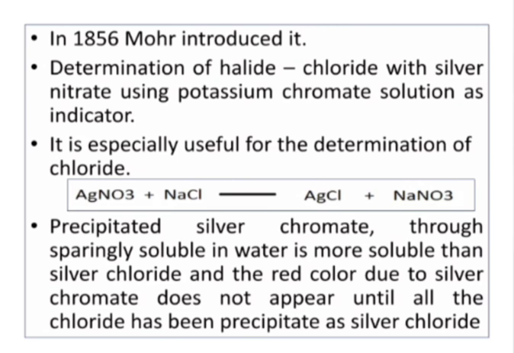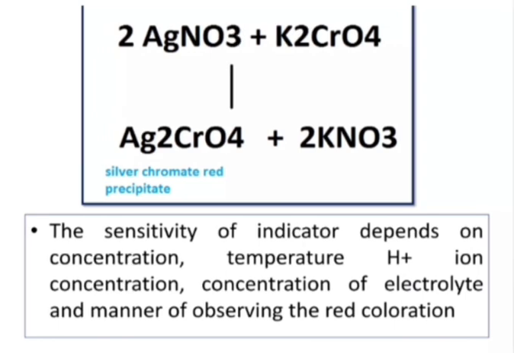In 1856, Mohr introduced the Mohr method, determination of halide chloride with silver nitrate using potassium chromate solution as an indicator. It is especially used for the determination of chloride. Silver nitrate in the presence of sodium chloride gives silver chloride and sodium nitrate. Precipitated silver chromate, though sparingly soluble in water, is more soluble than silver chloride, and the red color due to the silver chromate does not appear until the chloride has been precipitated as silver chloride.